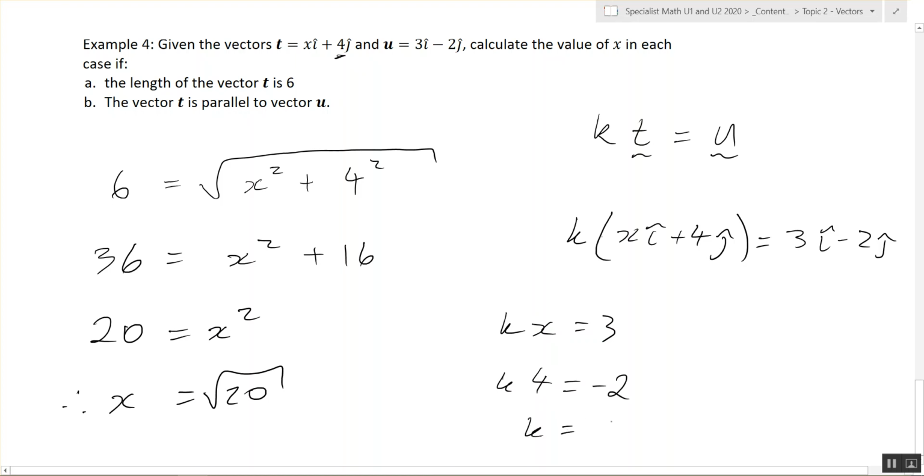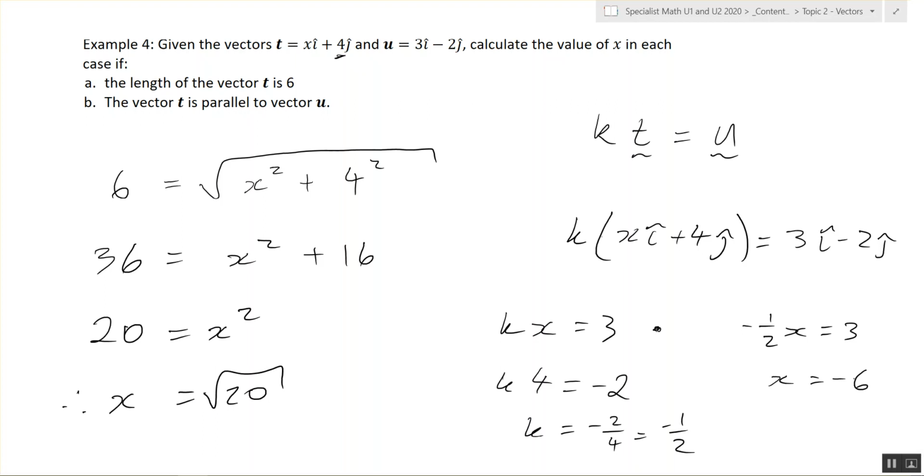Isolate the k, k equals -2/4, which is -1/2. Alright, so we put that back into the i equation. So -1/2 x equals 3. Multiply both sides by -2, you're left with x equals -6. There you go. You've solved both cases for the unknown x. I hope that was helpful.